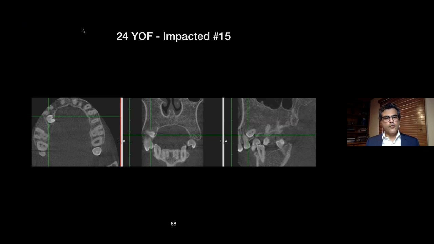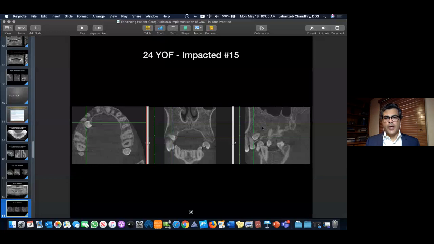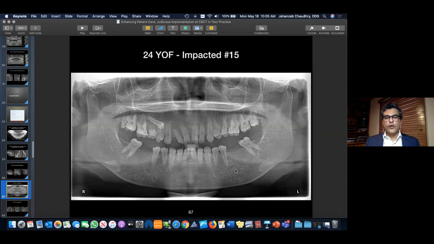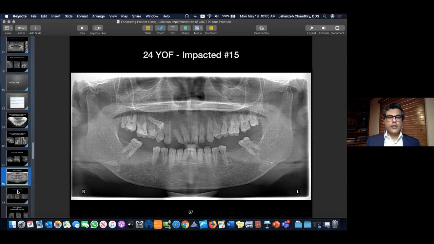In addition to this information, if you can appreciate, let me just go back here, the bone looks really abnormal. The trabeculation is really sparse, there is increased vertical height of the maxilla, and mind you, it's a 24-year-old person. We go back to the panoramic, and we see here the vertical height of the mandible is fairly tall for a 24-year-old female, and same goes for the maxilla. If you look at the trabeculation, the trabeculae are very thin and sparse. So that alerted me that there is something systemic going on.